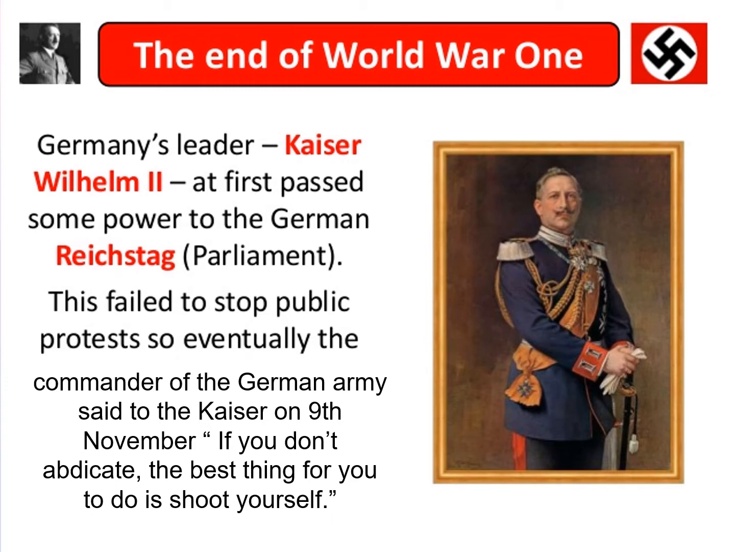So he had tried to make some changes, Wilhelm II, pictured here in all of his finery. He had passed some power to the German Reichstag, but this basically failed to stop the protests. So eventually the commander of the German army had said to him on the 9th of November, if you do not abdicate, the best thing for you to do instead is to shoot yourself. This is kind of the idea that they were going with, that they had to get rid of him, no matter how he did it. Abdication was the way forward, preferably, but if it meant he had to kill himself or they had to kill him, they were almost kind of hinting that they were willing to do this, because they couldn't enter negotiation until that was dealt with.